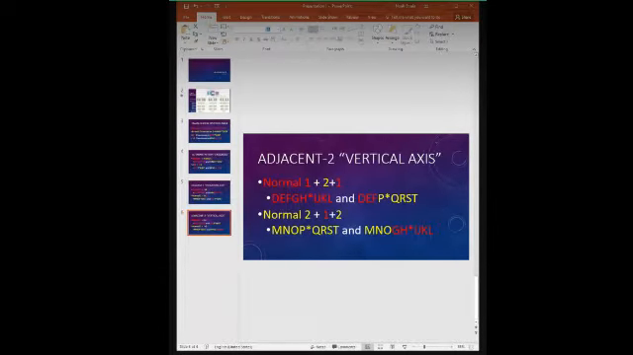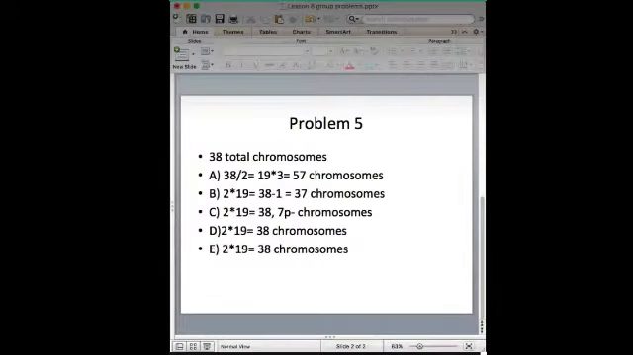Okay, so I'm going to do problem 5. This one is talking about the total number of chromosomes found in different types of cats. For the first one, it talks about a triploid cat. There are 38 total chromosomes, and it's triploid, so that deals with sets of chromosomes. We divide by 2 to get 19, times 3, and you get 57 chromosomes total. For the second one, this is a monosomic, meaning there's only 1 chromosome missing. So 38 minus 1, we have 37 chromosomes.